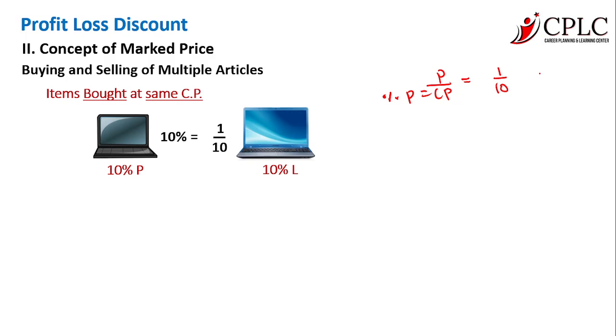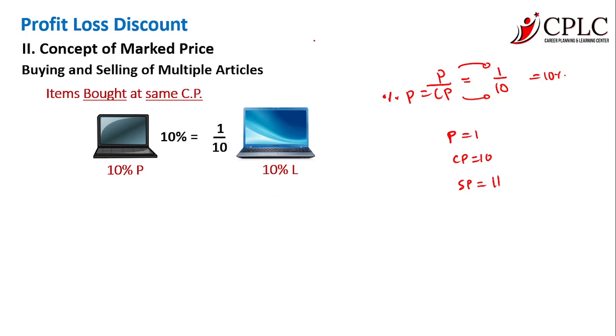And because they both are profits only, we can simply equate the numerators and denominators. We can say profit is 1, CP is 10. So selling price becomes 11. Why 11? Because think about this. If you buy something at 10 rupees, cost price is 10, and you are going to sell it at 1 rupee profit, for example, obviously your selling price becomes 11. It should become.